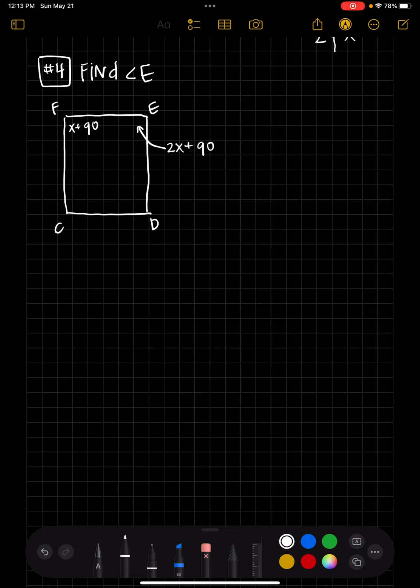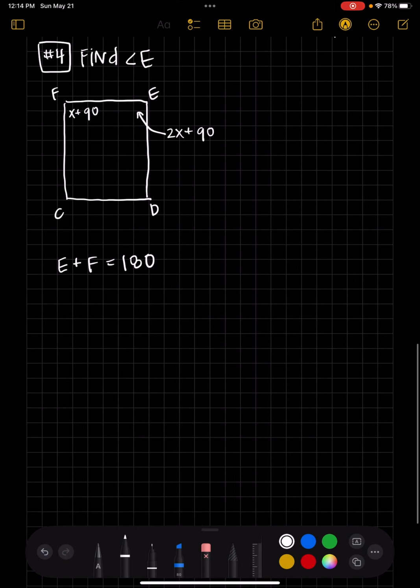These two angles are not opposites of each other, which means that they're not equal to each other. Instead, they add to be 180. And so what I'm going to do is write an equation that says angle E plus angle F has to be equal to 180. Then I'm going to replace angle E and angle F with what I know they are. So it's going to be 2x plus 90 plus x plus 90 equals 180.